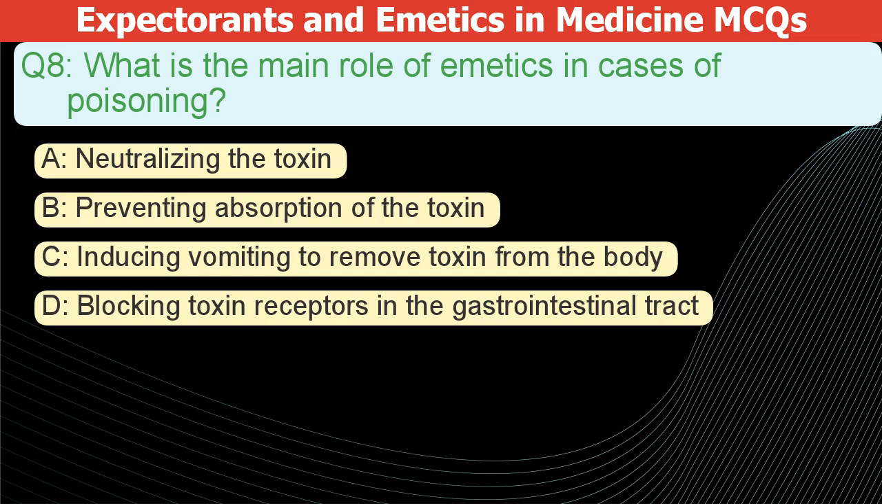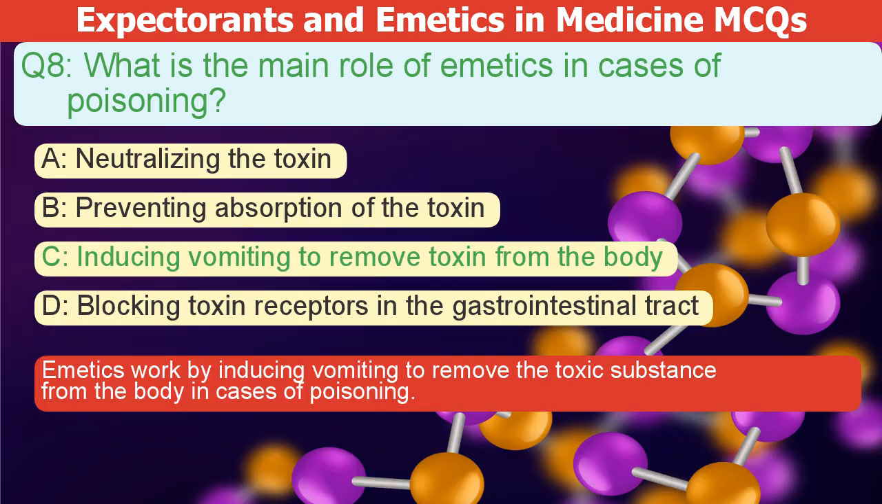What is the main role of emetics in cases of poisoning? A. Neutralizing the toxin. B. Preventing absorption of the toxin. C. Inducing vomiting to remove toxin from the body. D. Blocking toxin receptors in the gastrointestinal tract. The correct answer is C. Emetics work by inducing vomiting to remove the toxic substance from the body in cases of poisoning.